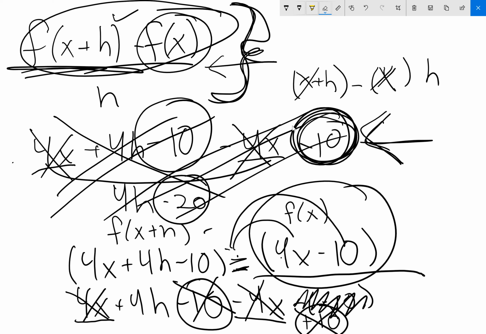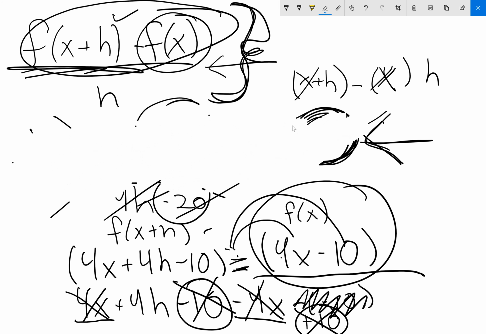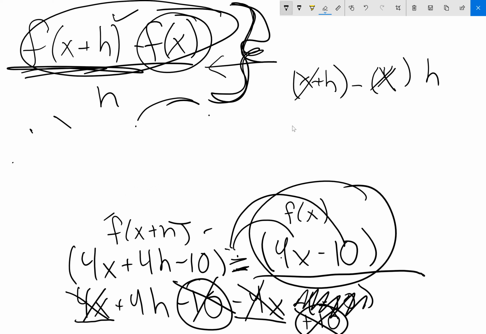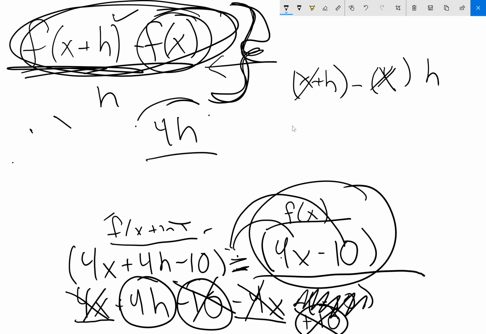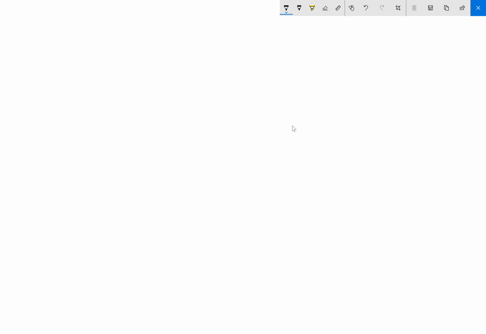But that is not our whole difference quotient, right? We have to do f of x plus h minus f of x all over h. So when we do f of x plus h minus f of x, we get 4h, right? But it's all of this over h. When we divide 4h divided by h, the h's cancel, leaving us with 4. Okay? So I'm going to show you how to do b, but now would be a good time to pause and try to do it on your own.